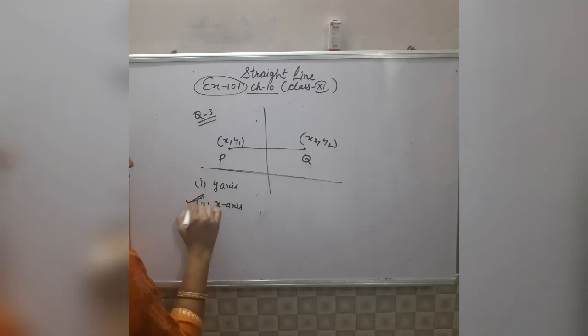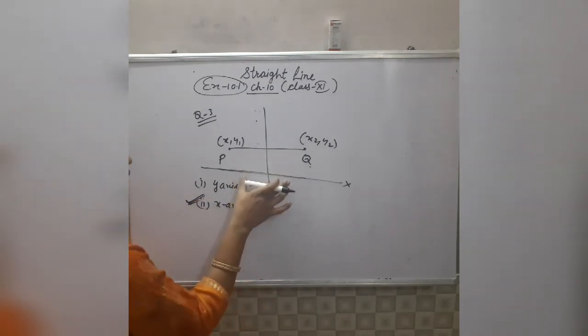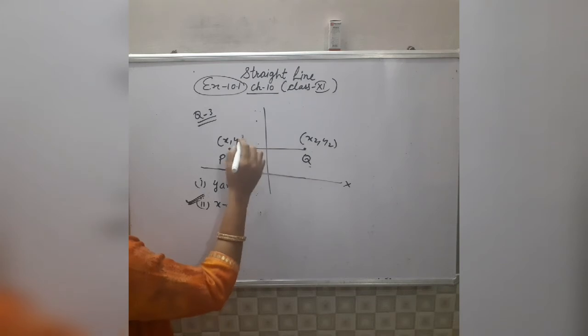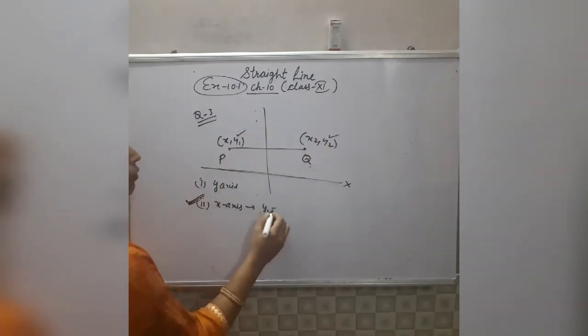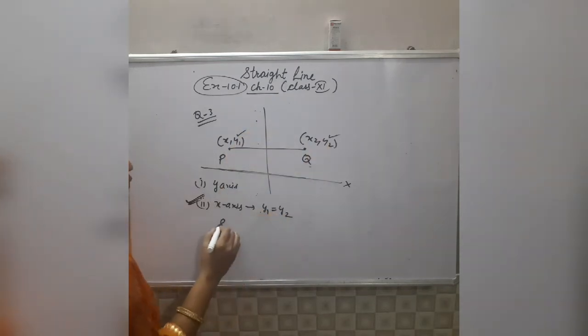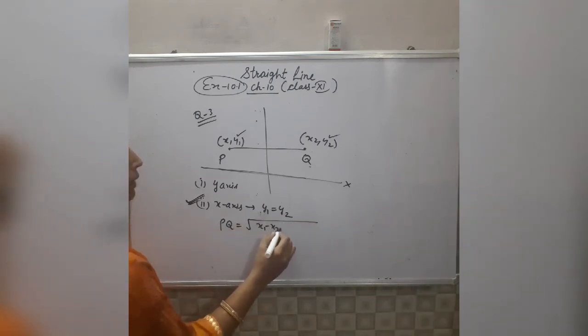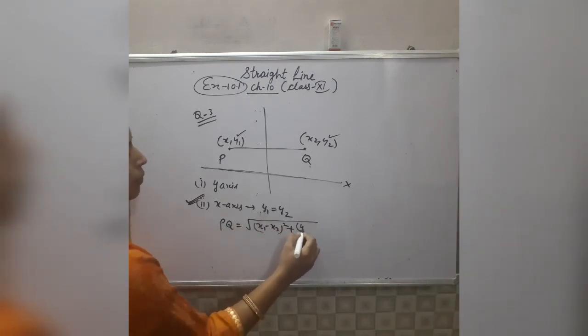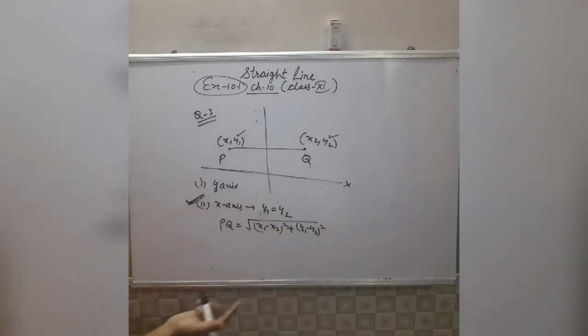We are doing this part first. This is the x-axis. If line PQ is parallel to the x-axis, then the values of y1 and y2 will be the same. In this case, y1 is equal to y2, and all of you know the distance formula. PQ is equal to the square root of (x1 minus x2) whole square plus (y1 minus y2) whole square, or you can say (x2 minus x1) whole square plus (y2 minus y1) whole square. Both will give you the same value.